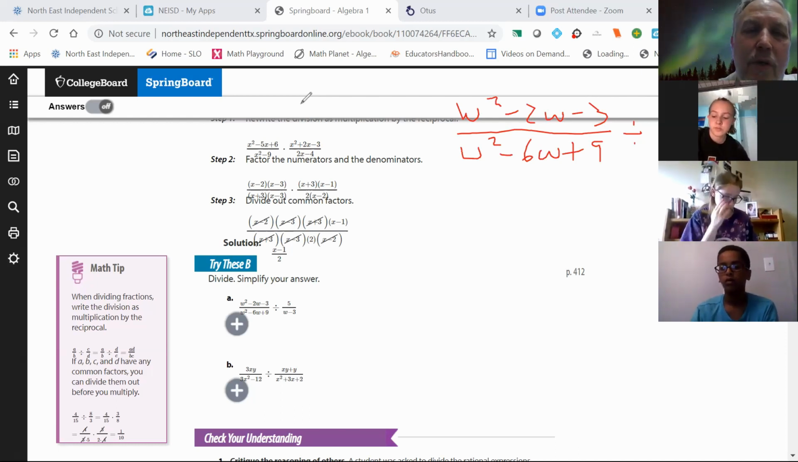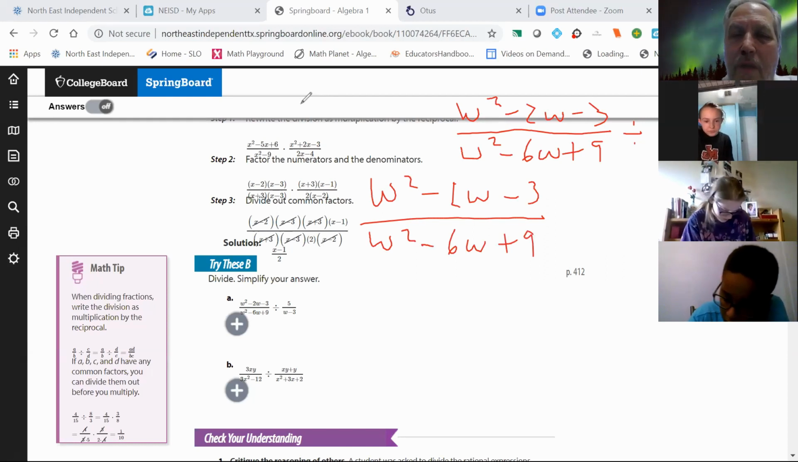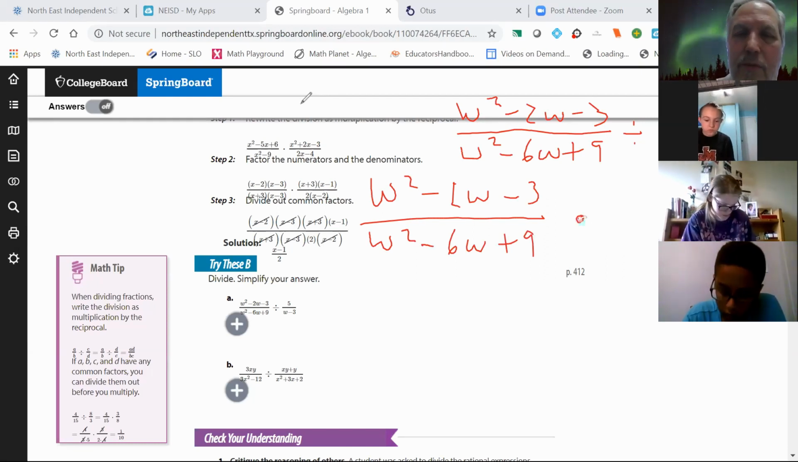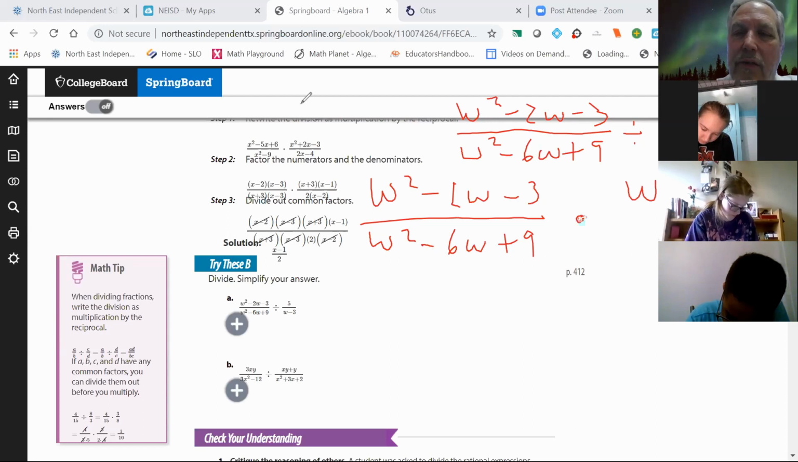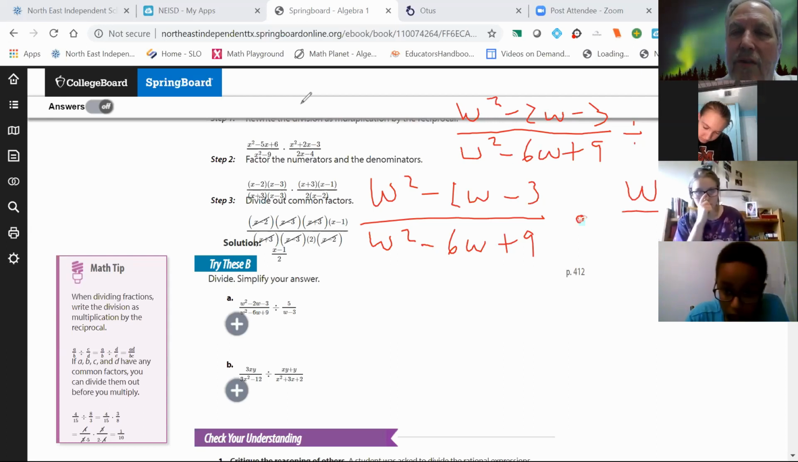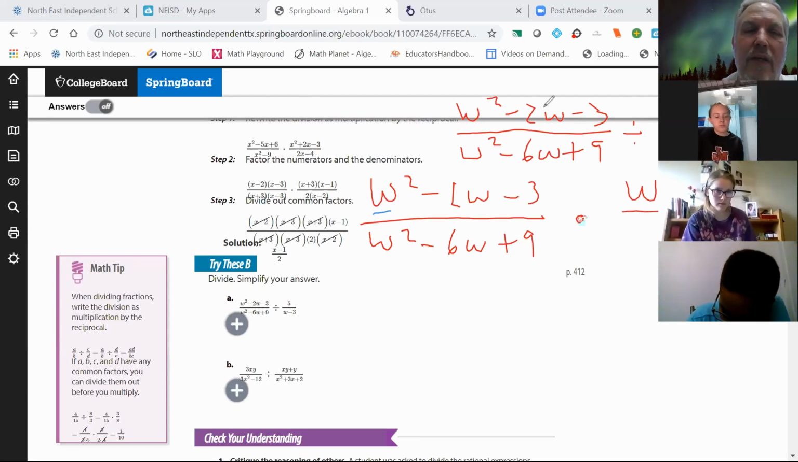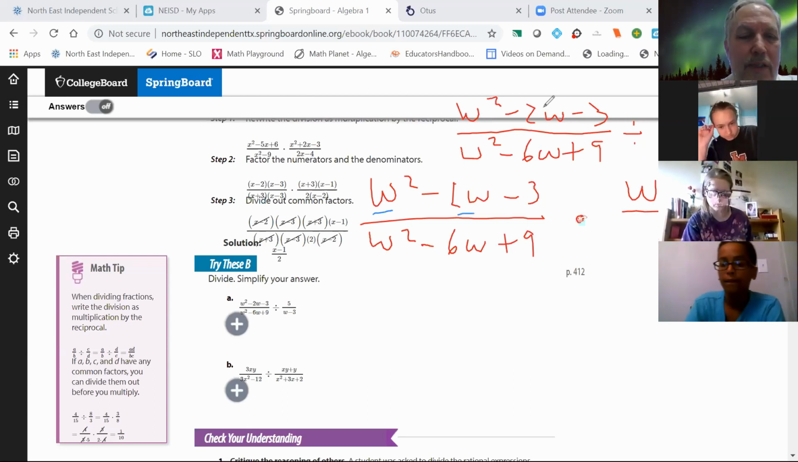So we're going to keep the first one, and then we're going to change it from division to multiplication, and we're going to put the w minus 3 on the top and the 5 on the bottom. We're just going to flip these. So we're going to do the w squared minus 2w minus 3.